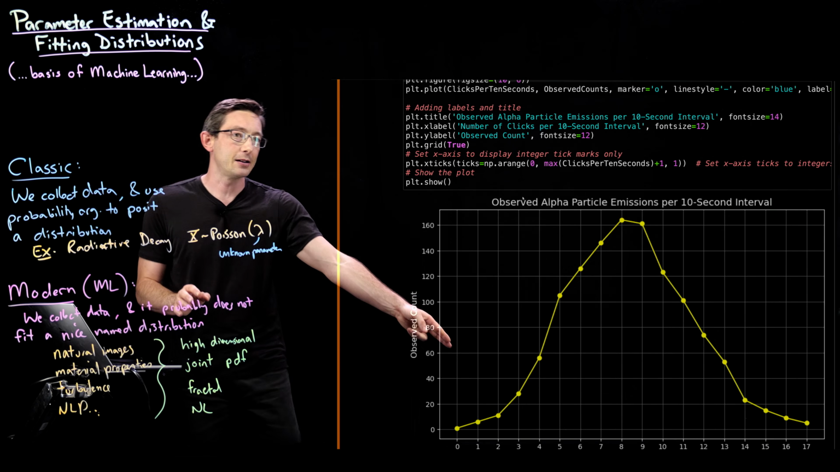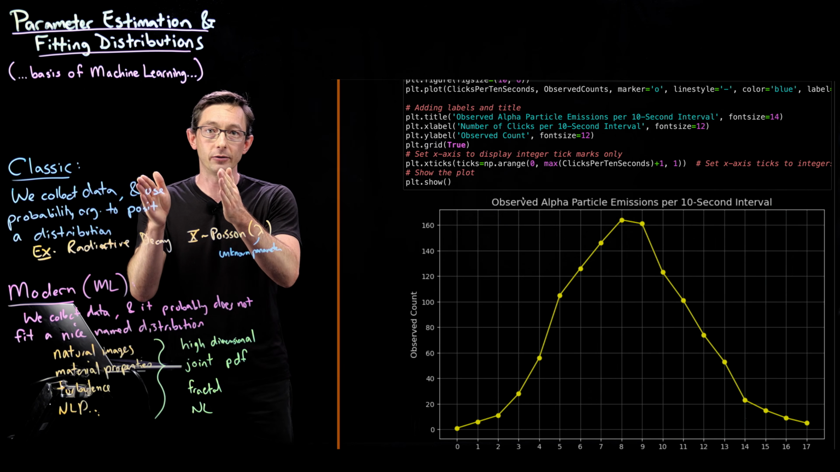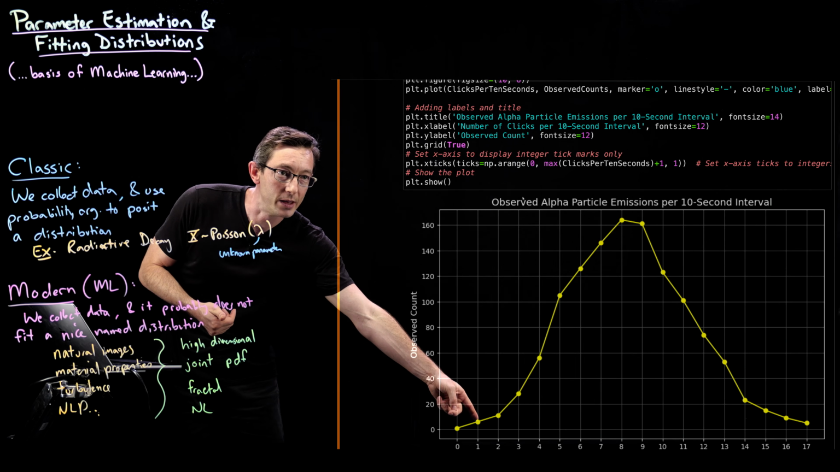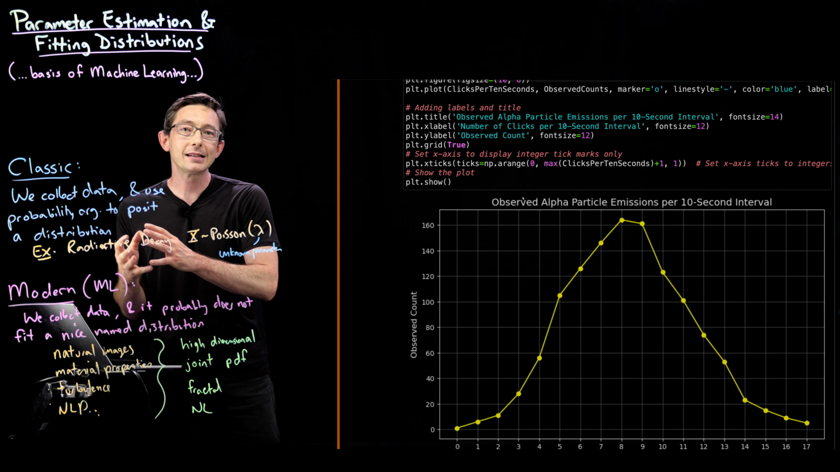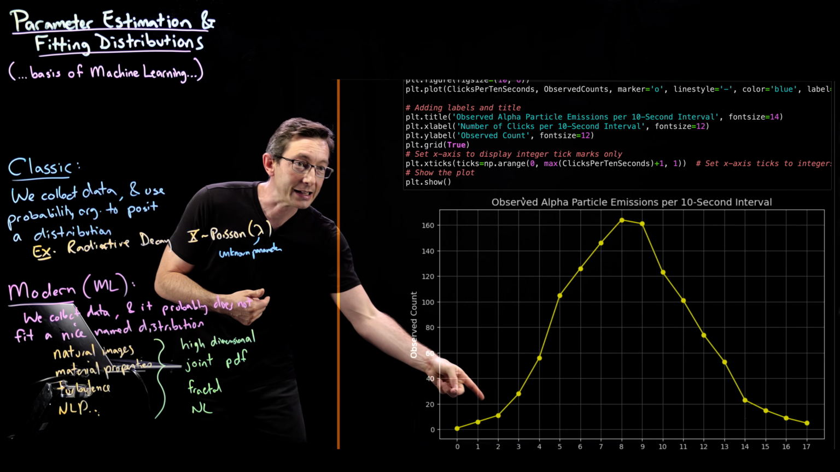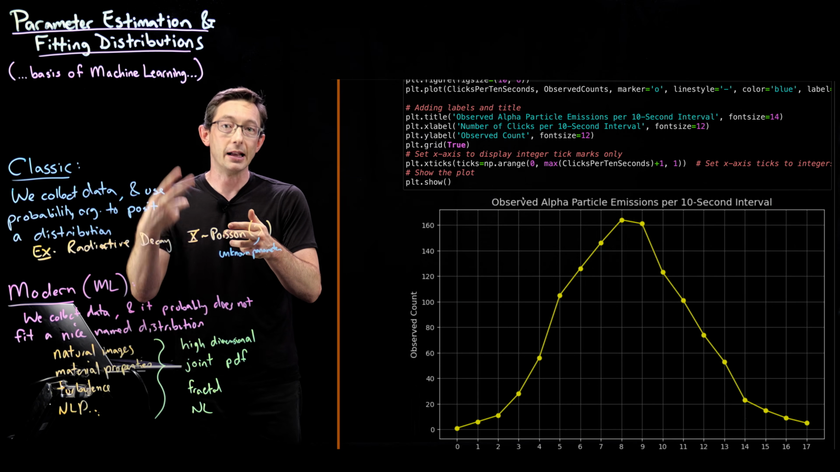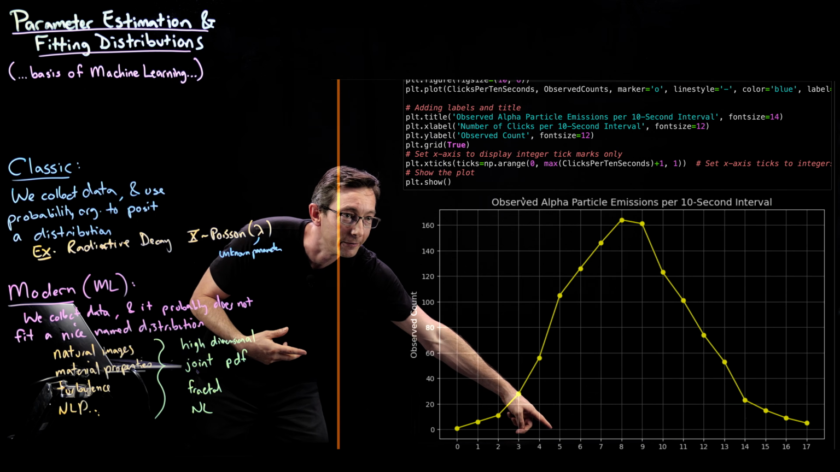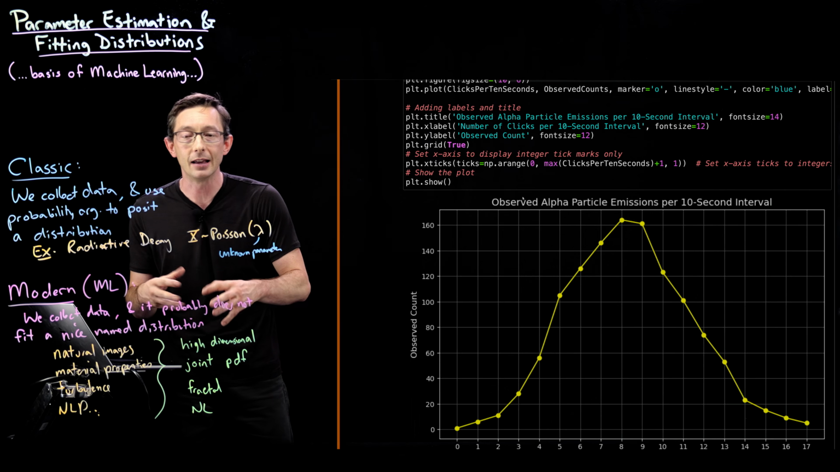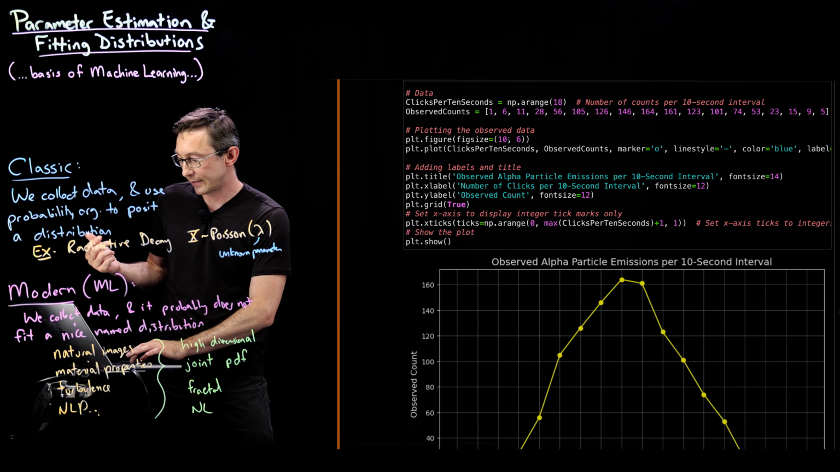So the first bin of data, the 0 bin, is how many times in a 10-second interval no alpha particles were measured. And the second bin, x equals 1 here, is the number of times in a 10-second interval exactly 1 alpha particle was measured. The next bin is how many times in a 10-second interval 2 alpha particles were measured, and so on and so forth. And you can see up here, like in bin 5, that there were about 110 intervals where 5 alpha particles were measured. And so that's what this vector of data is here.